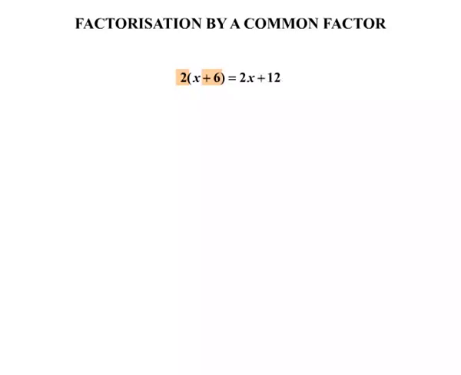Now we've been practicing that quite a lot lately. That process, from that step, the 2 outside of x plus 6, to get to there, is known as expansion. Alright, we've expanded the brackets. Now if we go from the 2x plus 12 back to this form, that is known as factorizing. Alright, so factorization is the opposite of expanding the brackets.